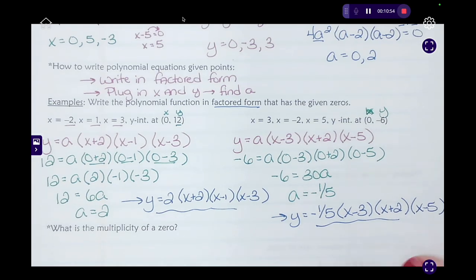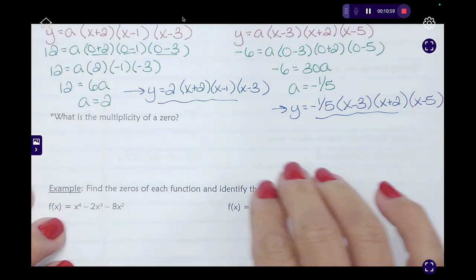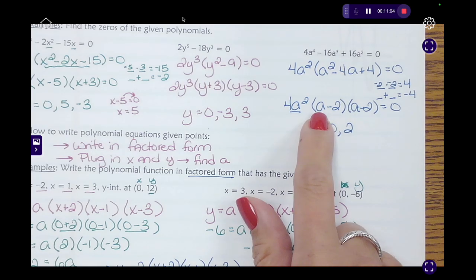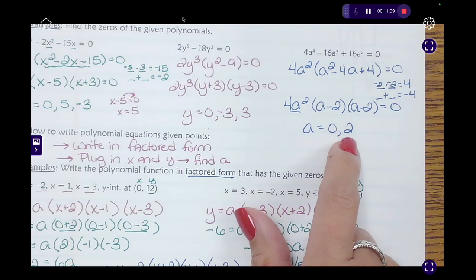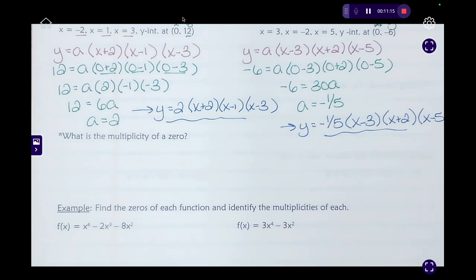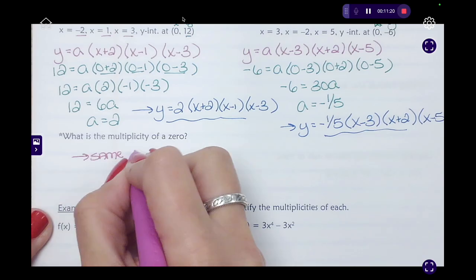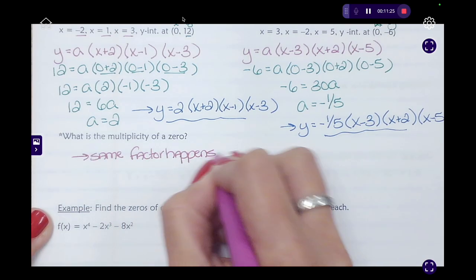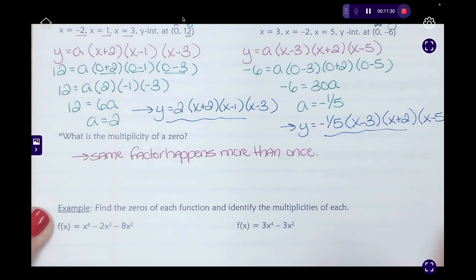All right, next concept, multiplicity. So looking at this, one thing when we're looking at when we solve some of these, just like what we did up here, notice that we had 2 of the factors that were the same. That means this has a multiplicity of 2 because I had to write it out twice. Okay, so multiplicity just means something is going to be repeating. That factor is going to happen more than once. So the same factor happens more than once. So we can identify the multiplicity on some of these.